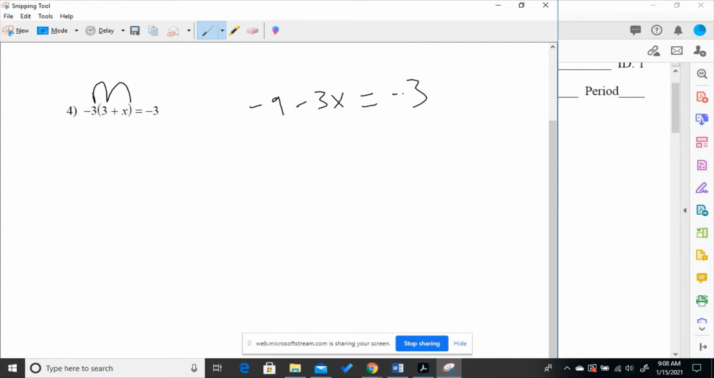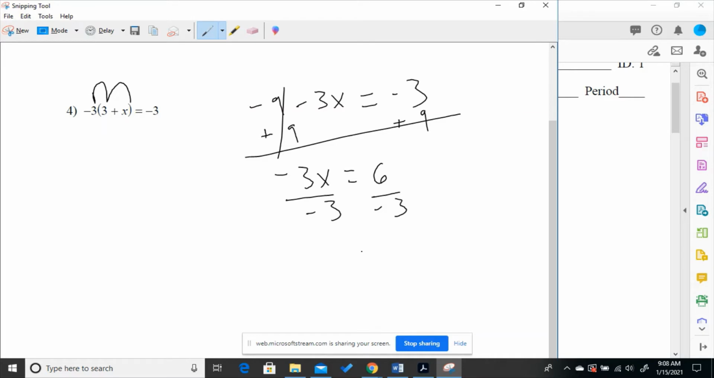Now we have a simple two-step equation. So we're going to add 9 on both sides. Always try to add or subtract first, and you want to put your whole numbers together. This one has a variable with it. So negative 9 plus 9 cancels out. You get negative 3x is equal to negative 3 plus 9. So what would that be? That would be 9, 8, 7, 6, positive 6. And now simply divide by negative 3 on both sides, and x is going to equal negative 2.